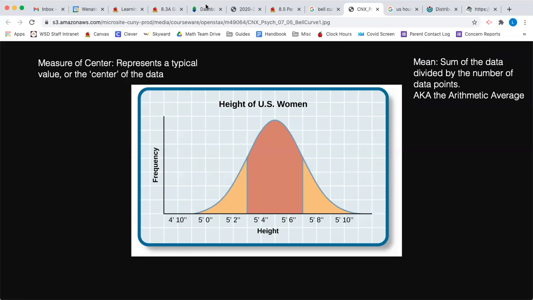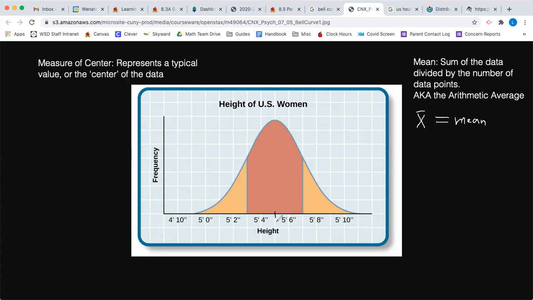The average is typically represented by a symbol called X bar. And you might be able to see why it's called X bar, because it's an X with a bar over it, and it means the mean. So this is the mean. And in our example here, looking at this graph, the average height of a US woman is in between 5'6" and 5'4". So it would be 5 feet, 5 inches tall.